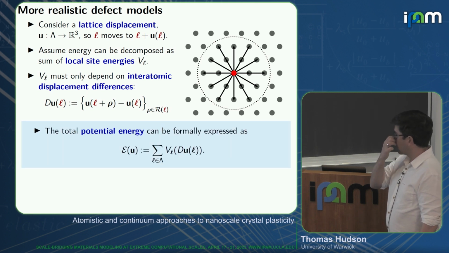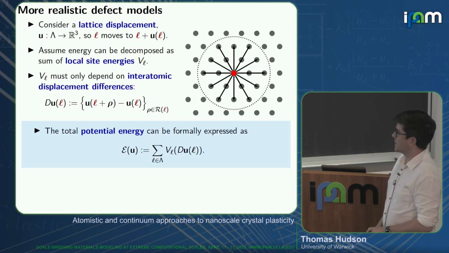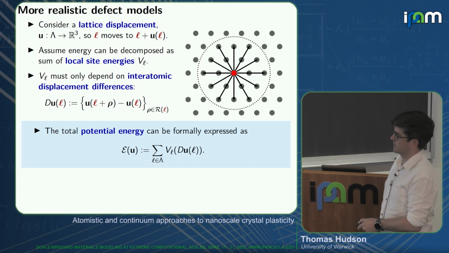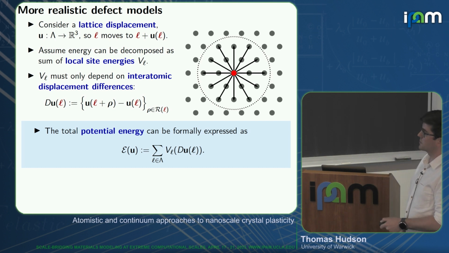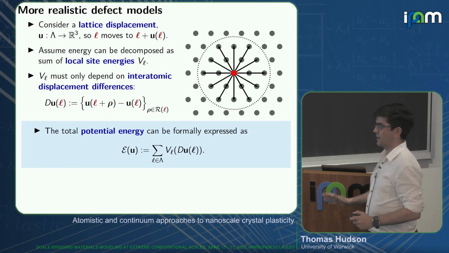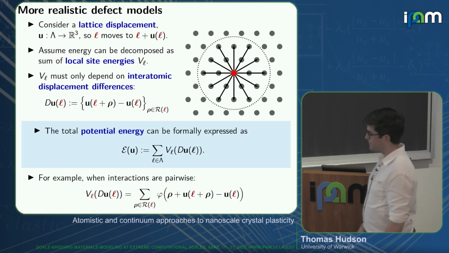Okay, and so what we will do is formally express the potential energy of all the atoms in some lattice by summing the site energies, and basically writing Du to express the collection of displacement differences that go in here. So this could be a very complicated function in general, and we will try to keep it that way.